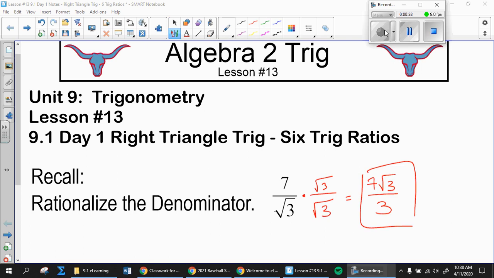All right, here's what you should have got. Remember, the way we rationalize the denominator is multiply it by itself, because the square root of 3 times the square root of 3 just equals 3. Do the same thing to the top, so we get 7 root 3 over 3.